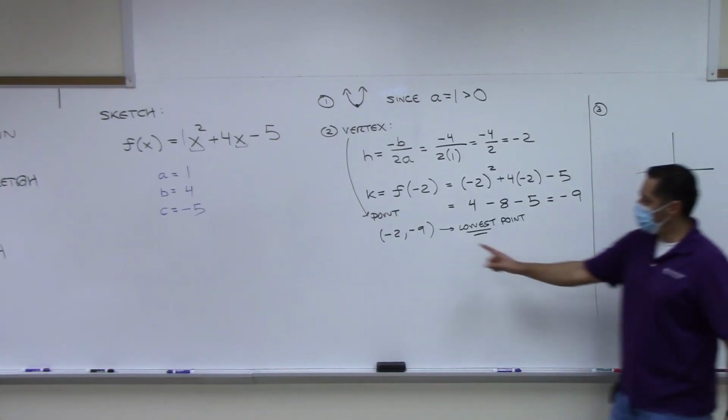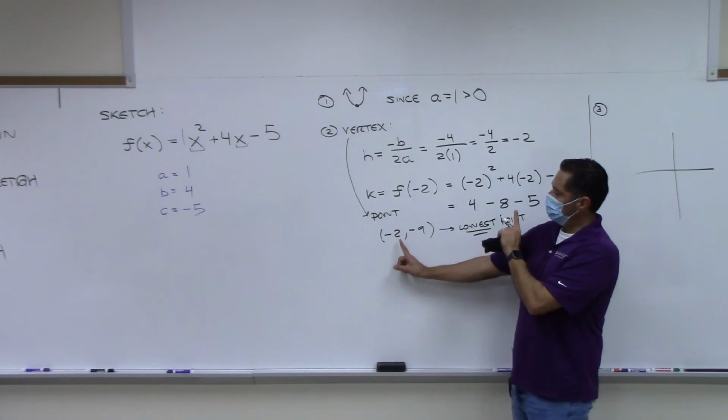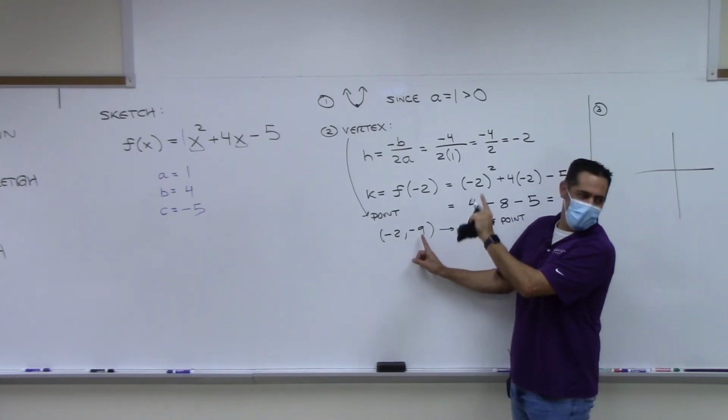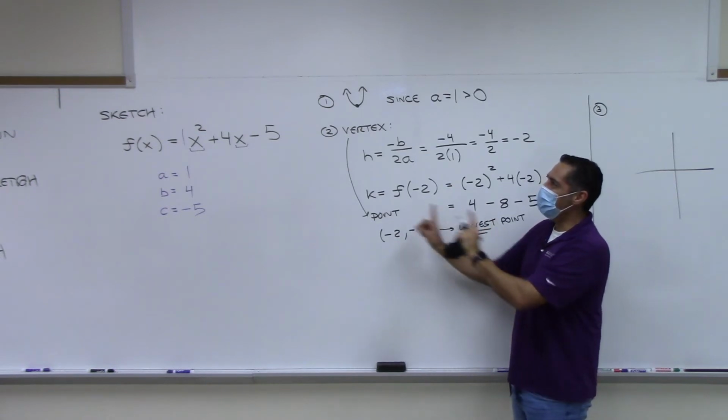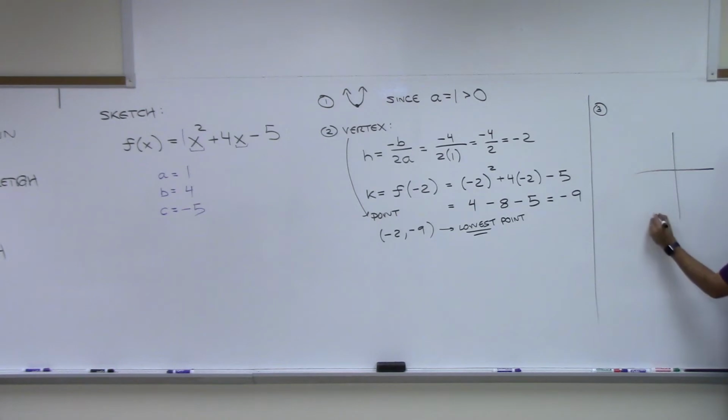Okay, I'm going to go to this point. Negative 2 means I move which way? Left. Negative 9 means I move down 9. So I need to go left 2, down 9. I'm not even going to count. I just know I need to go left and down. Somewhere down here is my vertex, right?